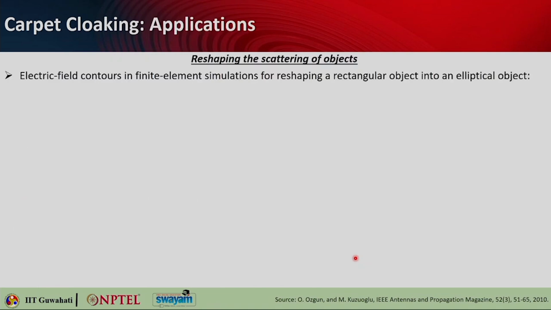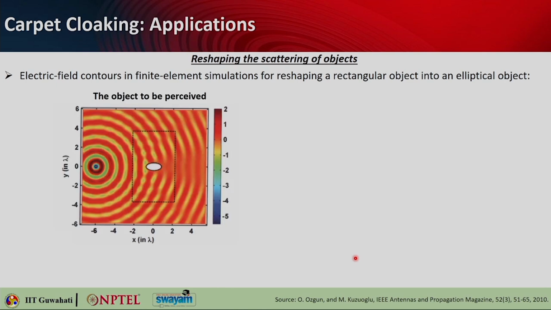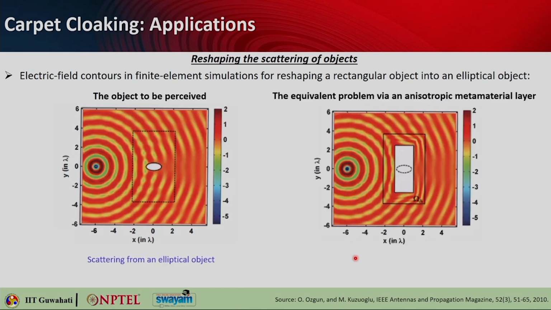So, we can look into some interesting applications of carpet cloaking. The first one is reshaping the scattering of objects, as I mentioned, that you can actually think of the object to be perceived.